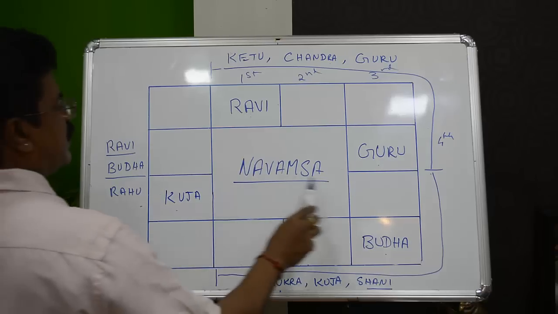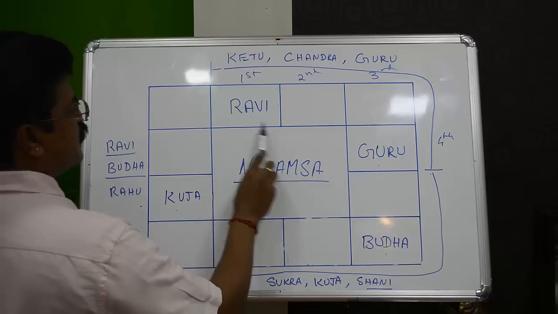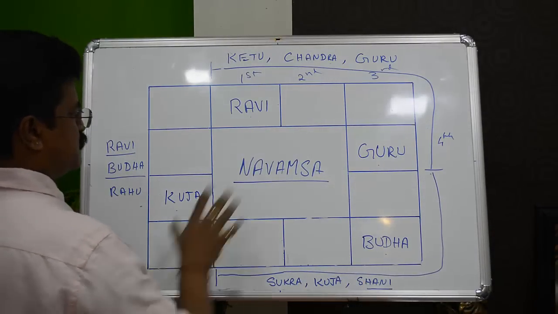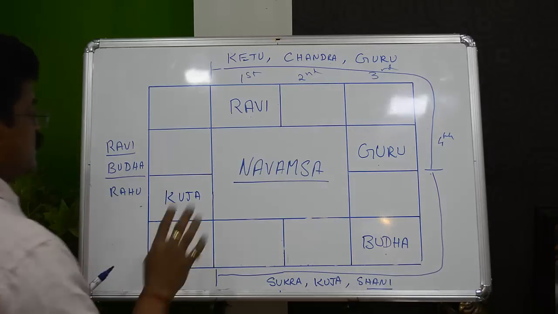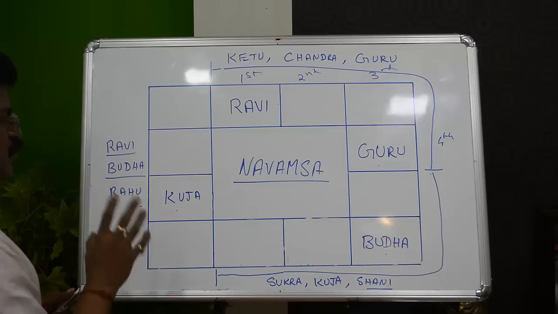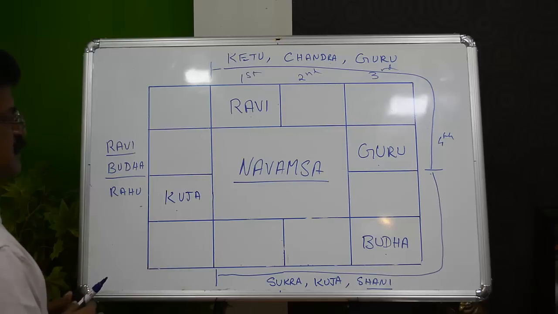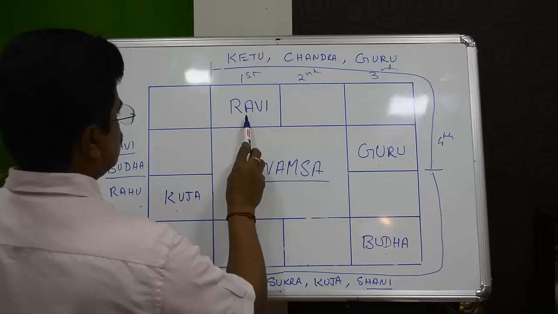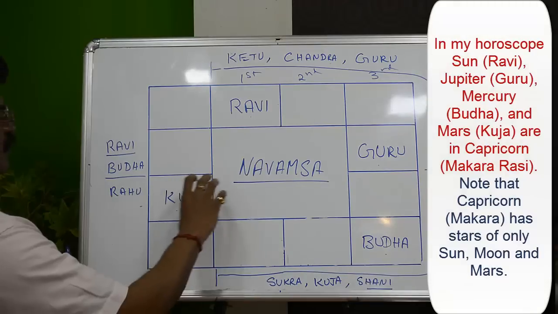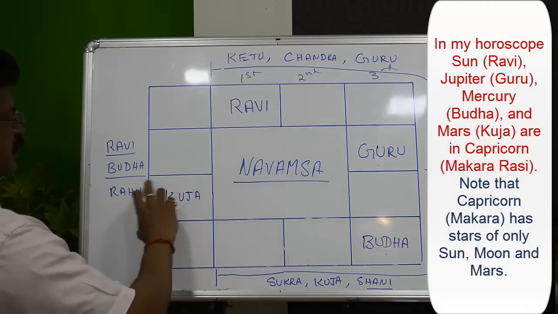In my horoscope in the Navamsa chart, I have the Sun over here, Jupiter over here, Mercury and Mars over here. By just looking at the Navamsa, you will be in a position to tell which star it occupies. But you also need to know where they are in the Rasi chart. For your information, all these 4 planets are together in Capricorn. Okay, I have all these 4 planets in Capricorn.